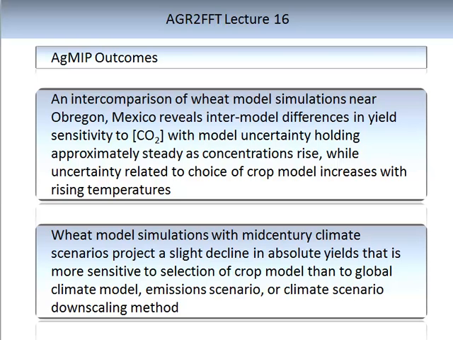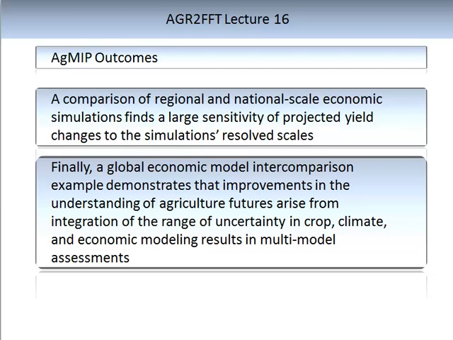Wheat model simulations with mid-century climate scenarios project a slight decline in absolute yields that is more sensitive to the selection of the crop model than to the global climate model, emissions scenario or the climate scenario downscaling method. A comparison of regional and national scale economic simulations found a large sensitivity of projected yield, and that this changes with the simulation resolved scales.